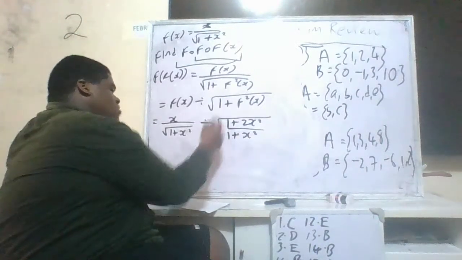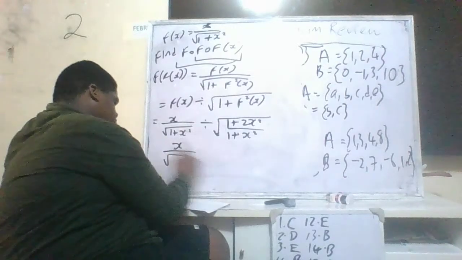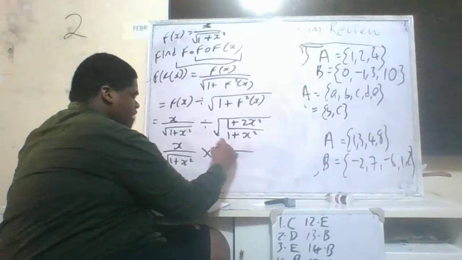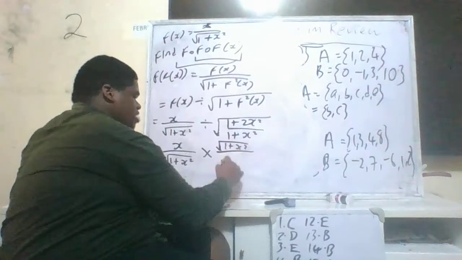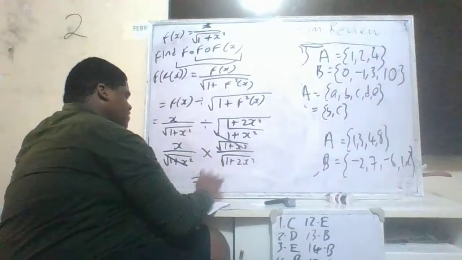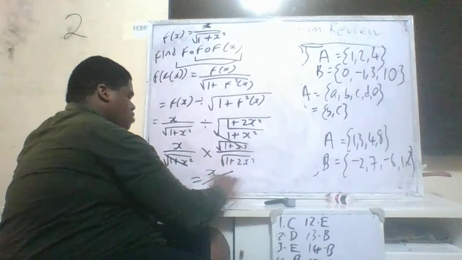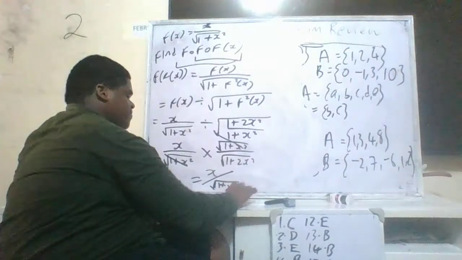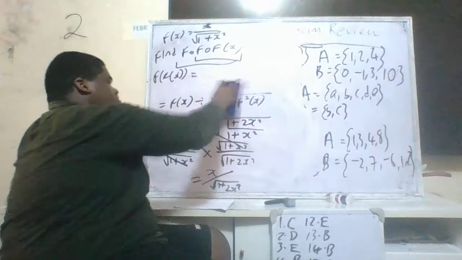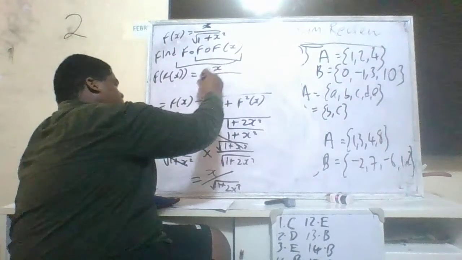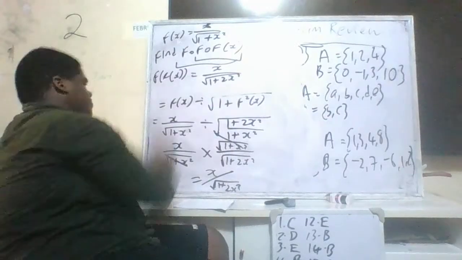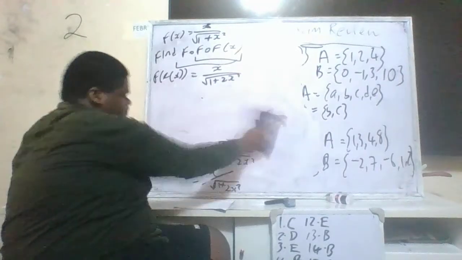This is division. Remember, you turn it to multiplication and flip this. So you have the square root of 1 plus x squared times one over the square root of 1 plus 2x squared. This here cancels this here, and you have x divided by the square root of 1 plus 2x squared. So instead of all this, you just write x divided by the square root of 1 plus 2x squared. You don't need any of this anymore.